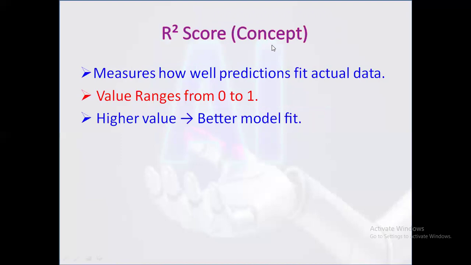Next, R square score. It measures how well the model fits the actual data. It ranges between 0 and 1, where values closer to 1 indicate better fit. A higher R square means that the model explains most of the variability in data, showing that the predictions follow the actual trend closely. It is commonly used to evaluate regression model quality.